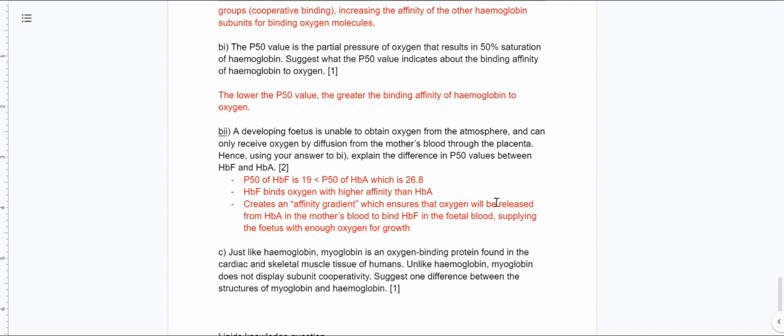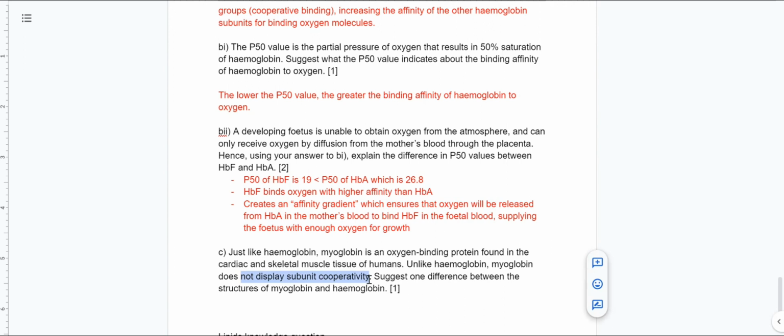Okay, so we are left with one final part, which is part C. And once again, we are presented with a new piece of information that we need to apply our knowledge to. So it says that just like hemoglobin, myoglobin is a protein that binds oxygen, and it's found in the cardiac and skeletal muscle tissue of humans. Unlike hemoglobin, myoglobin does not display subunit cooperativity. And basically, they just want us to suggest one difference between the structures of both proteins.